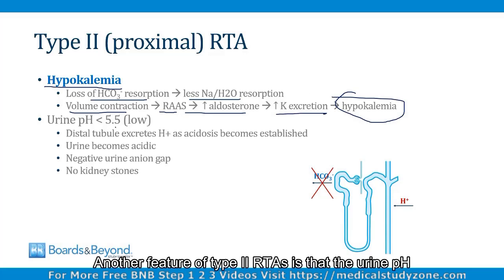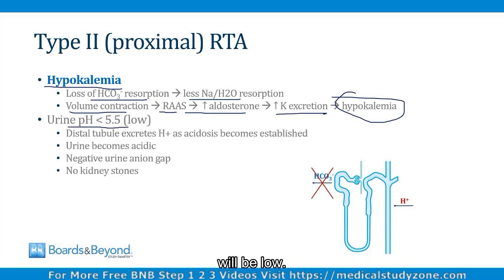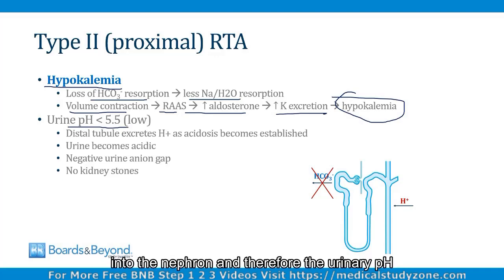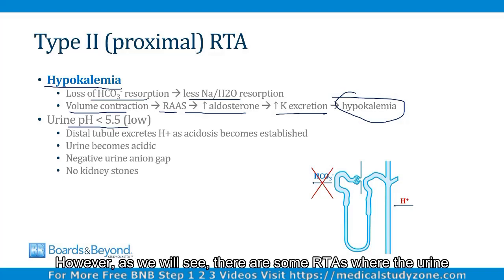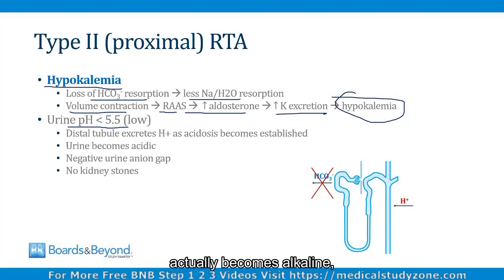Another feature of type 2 RTAs is that the urine pH will be low. Now in any acidosis, there's more acid filtered into the nephron, and therefore the urinary pH should always be low in the setting of any acidosis. However, as we will see, there are some RTAs where the urine actually becomes alkaline, but that's not the case in type 2 RTAs.